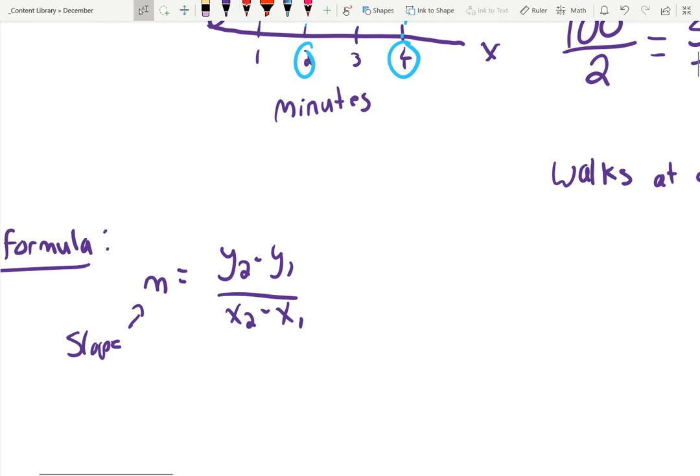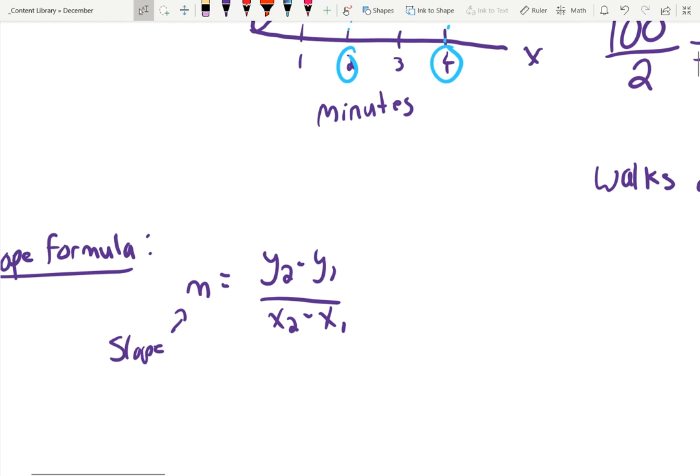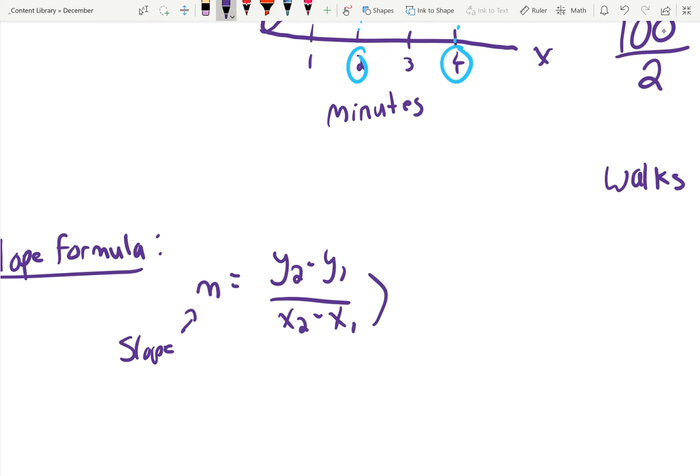Now, it's very important. The main thing here is not to get them mixed up. I don't mean mixed up by putting the x's on top by accident and the y's on bottom. That is something you want to avoid. You don't want to do that. But I'm talking about accidentally doing something like this, y2 minus y1 over x1 minus x2. Okay, now you might be wondering why those 2's and 1's matter.